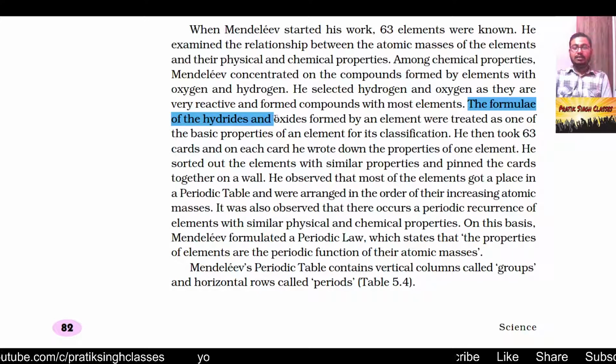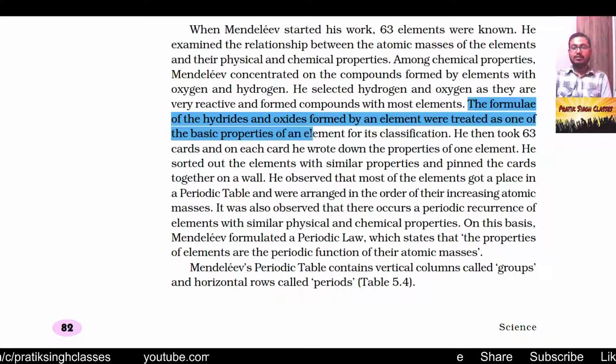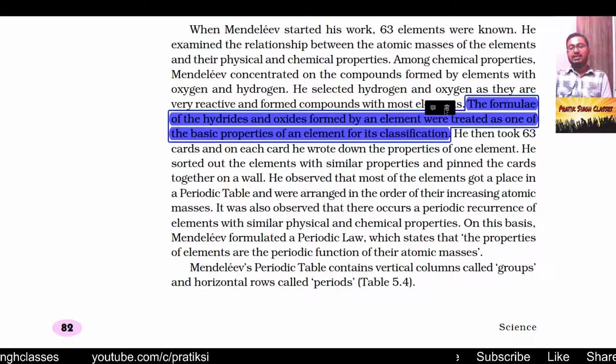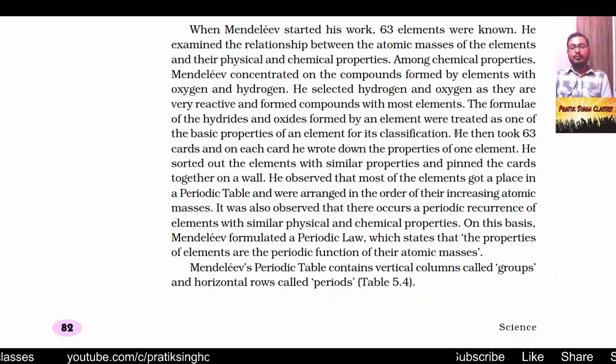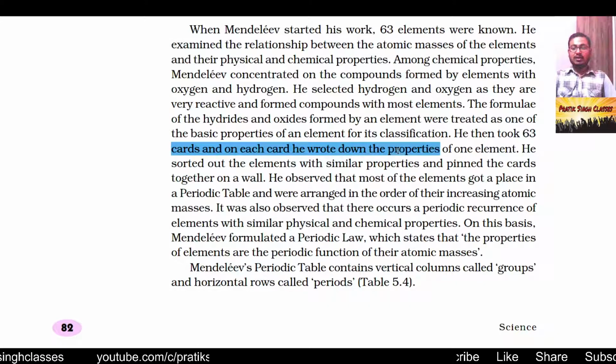The formulae of the hydrides and oxides formed by an element were treated as one of the basic properties of elements for its classification. Okay, means to classify the elements based on their chemical properties, he tried to find out what are the properties of the hydrides and the oxides of elements. Then he took 63 cards, and on each card he wrote down the properties of one element.